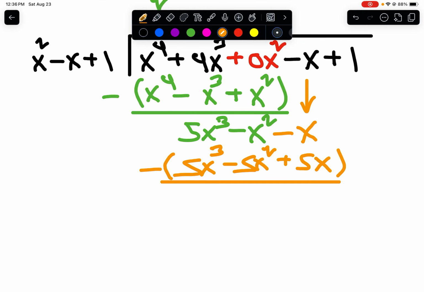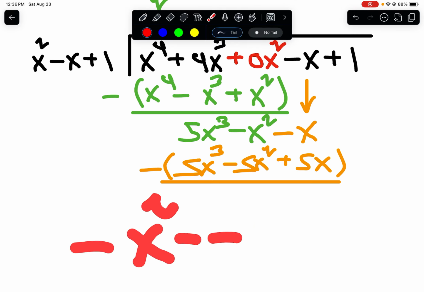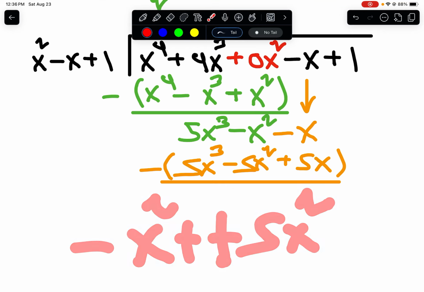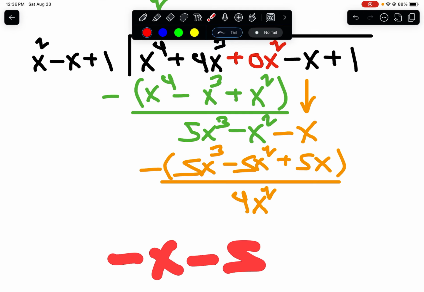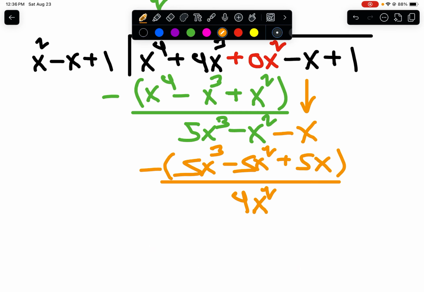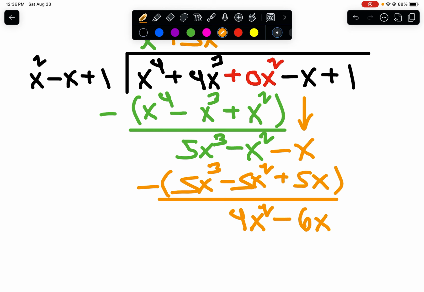So the 5x cubes are gone. Now I have a negative x squared minus negative 5x squared. So this is going to turn into negative 1 plus 5, which is 4. So we're going to have 4x squared. And then over here, we're going to have negative x minus 5x, which is going to be negative 6x. So minus 6x, and then that completes that cycle. So I'm ready to bring down this 1.